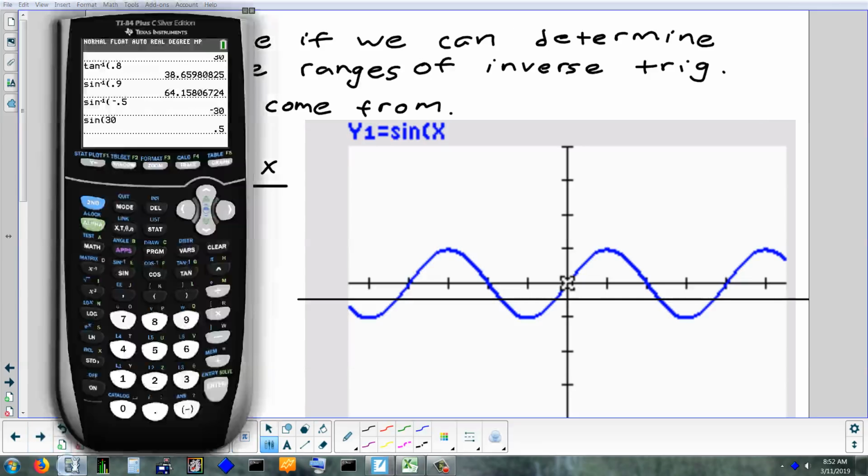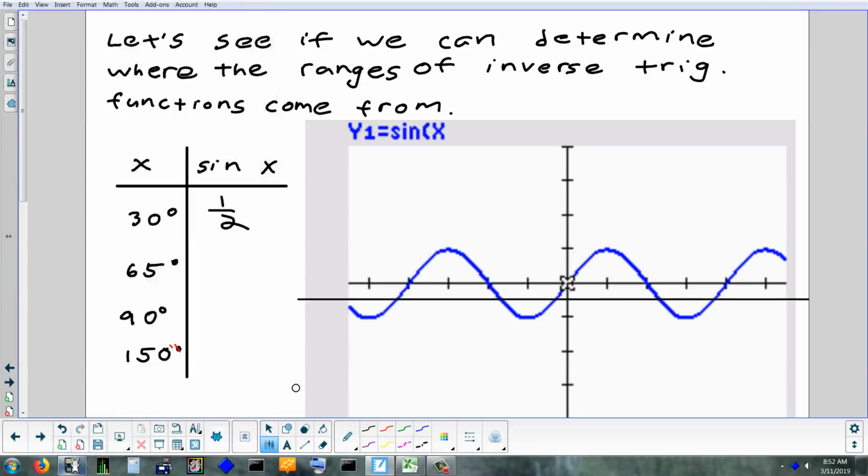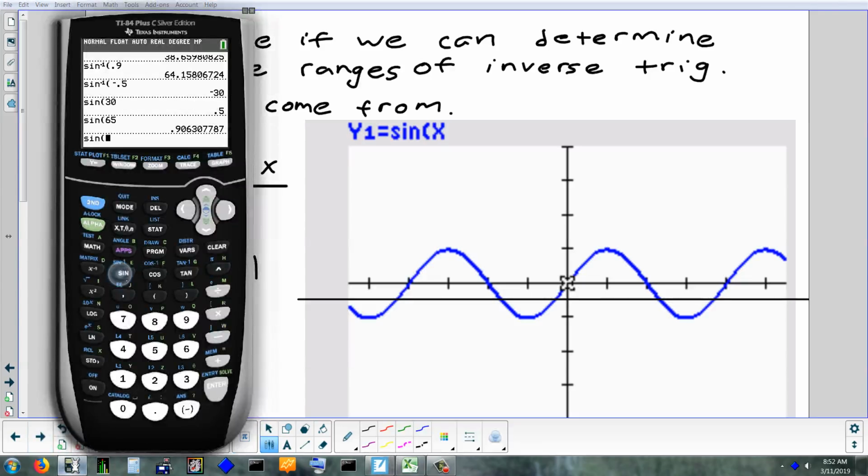Okay, let's do the sine of 65. I get about 0.91. Okay, I'm just rounding it to 2 decimal places, that's fine. Let's do the sine of 90. 1.